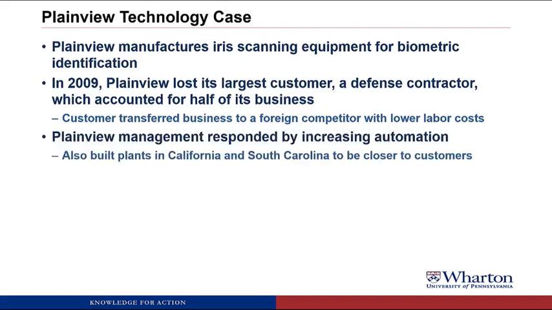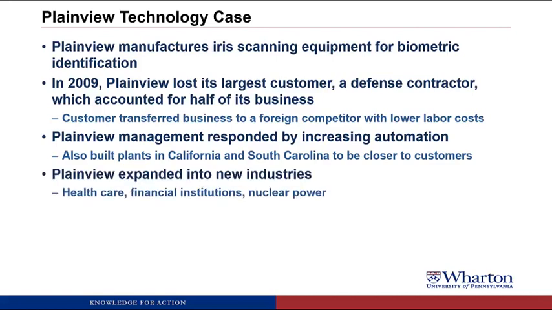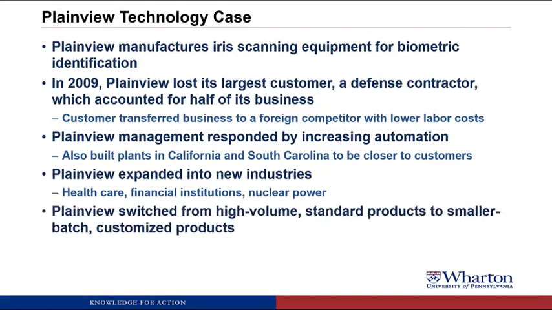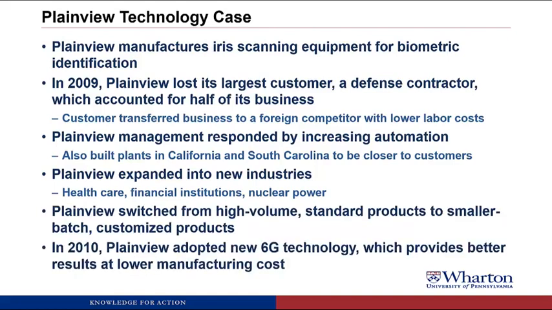Plainview management responded by increasing automation. They also built new plants in California and South Carolina to be closer to their customers. Plainview expanded into new industries: healthcare, financial institutions, nuclear power. They switched from high-volume standard products to smaller batch customized products. In 2010, Plainview adopted new 6G technology, which provides better manufacturing results at a lower manufacturing cost.